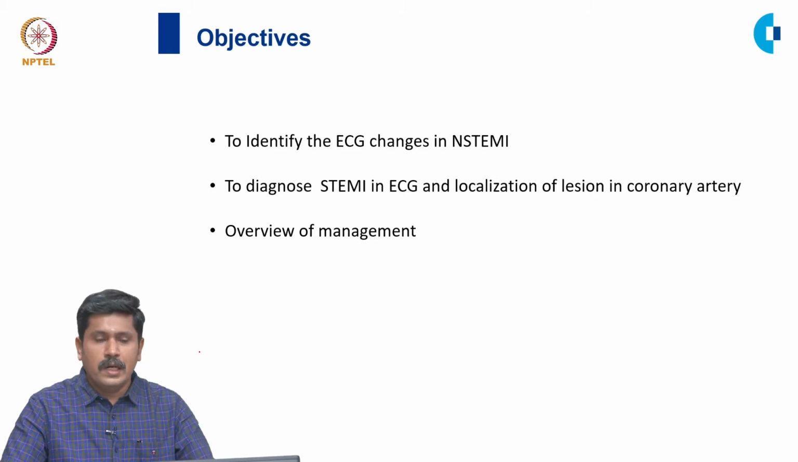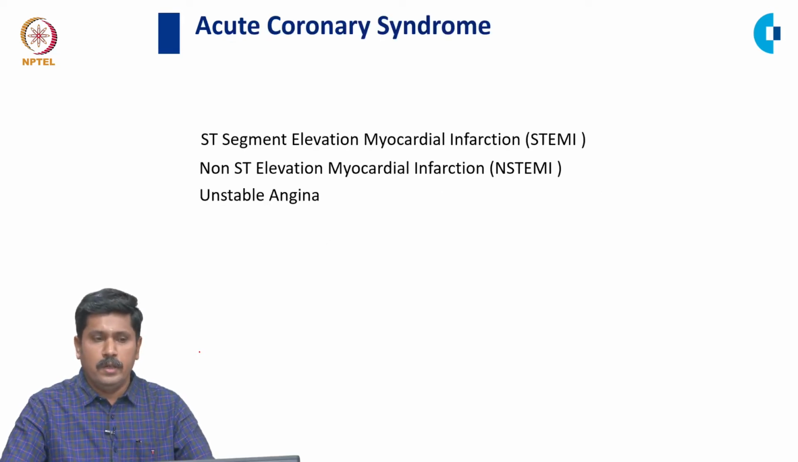Today's topic is about ECG changes in myocardial infarction. The objectives of this class are, at the end of the class, you should be able to identify the ECG manifestations in a patient with a non-ST elevation MI, to diagnose ST elevation MI with the help of an ECG, and to localize the lesion in the coronary artery, that is the site of the coronary artery occlusion, with the help of an ECG. We will also be discussing an overview of management of patients with non-ST elevation MI and ST elevation MI.